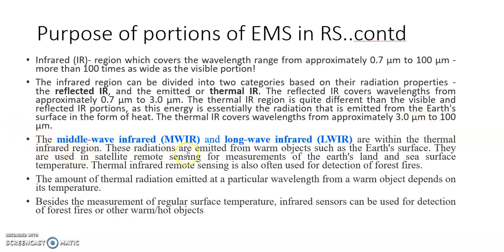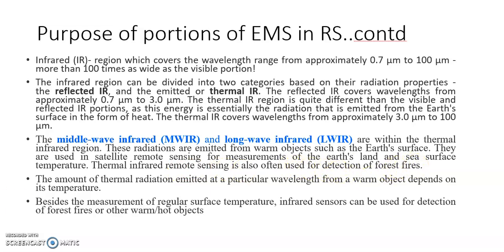Now, middle infrared, abbreviated as MWIR, and long infrared, abbreviated as LWIR, are within the thermal infrared region. These radiations are emitted from warm objects such as Earth's surface. Okay, they are used in satellite remote sensing for measurements of Earth's land and sea surface temperatures. Then thermal infrared remote sensing is also used for detection of forest fires.